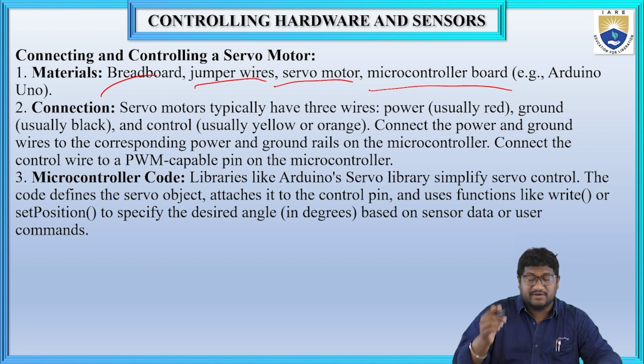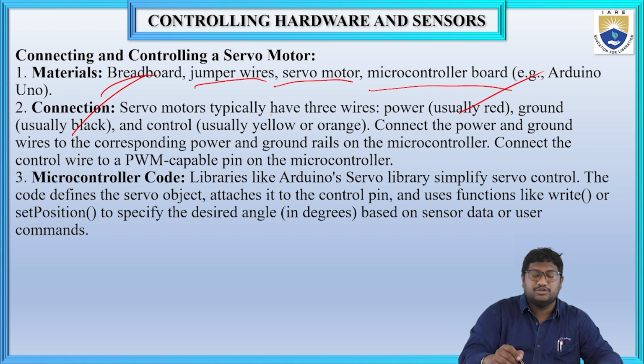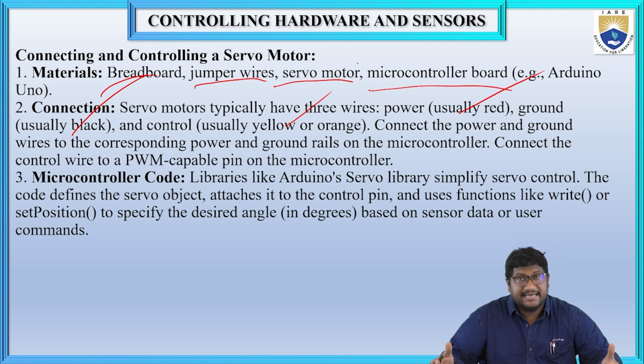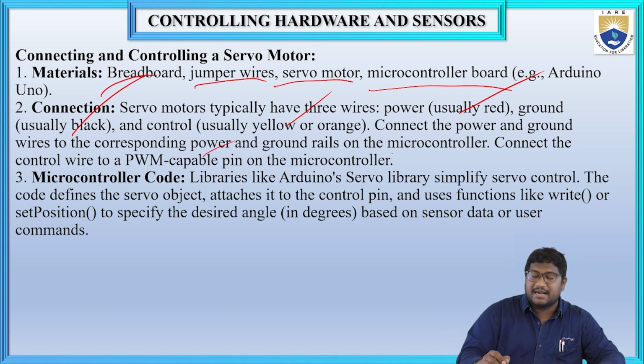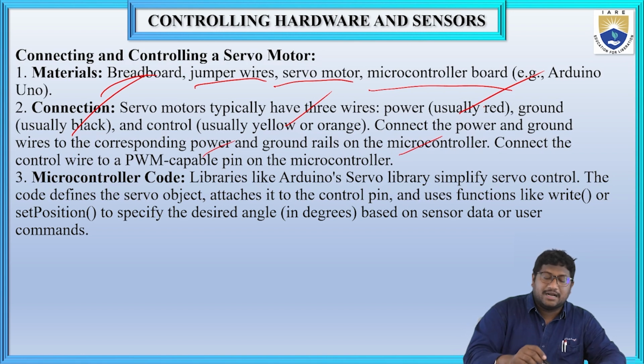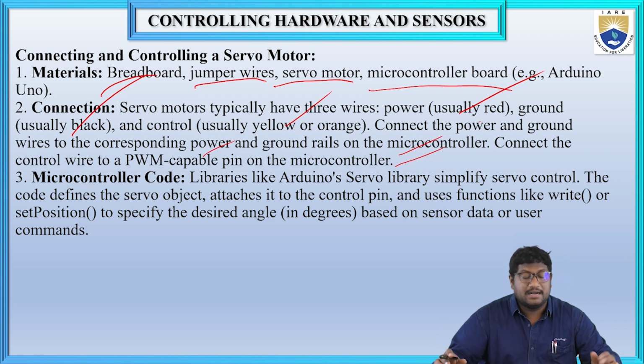What are those wires? Usually red will be used, black will be used, and yellow or orange. Anything which is convenient to you, you can use it. Red is automatically used for power, and black is automatically used for ground, and control is usually yellow or orange. Connect the power and ground wires to the corresponding power and ground rails on the microcontroller, and connect the control wire to a PWM (pulse width modulation) capable pin on the microcontroller. This is how the connection has to be done.